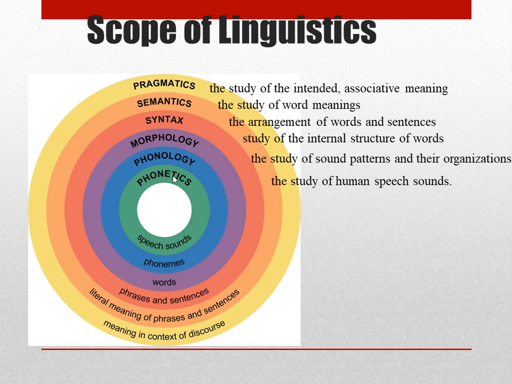You can see here that phonetics is concerned with the speech sounds, phonology with phonemes, morphology with words, the internal structure of words, syntax concerned with the phrases and sentences, the structure of phrases and sentences, and then we have semantics with the literal meaning of words or phrases or sentences or the dictionary meaning, and pragmatics with the meaning in context of discourse, which is the intended meaning of the speaker, and sometimes it's called the conceptual meaning of words. So all in all, these are the inner or the internal topics within language.